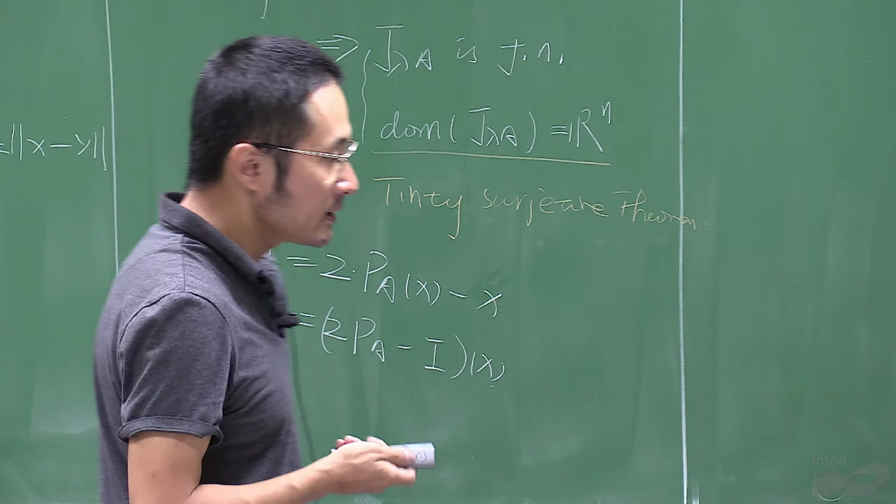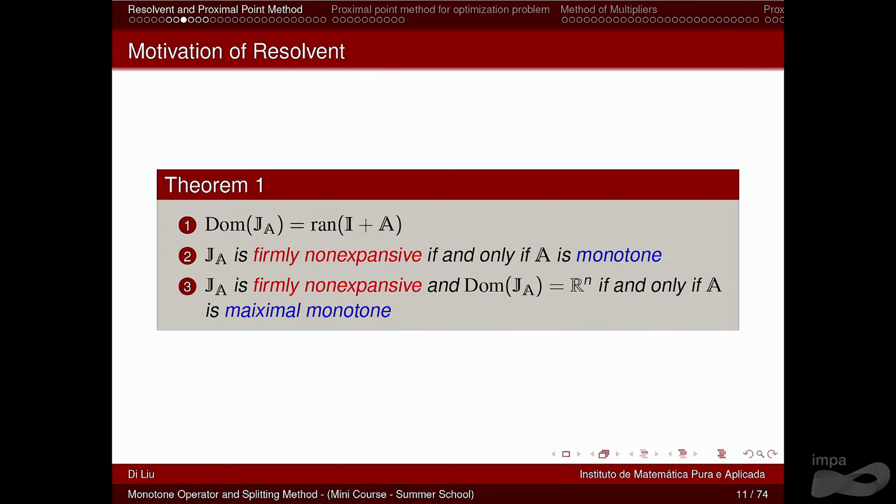So Theorem 1 in this slide is what I mentioned before. The first holds automatically because of the definition of the resolvent, the second holds because A is monotone, and the third holds because A is maximal monotone. We will prove the second conclusion first.